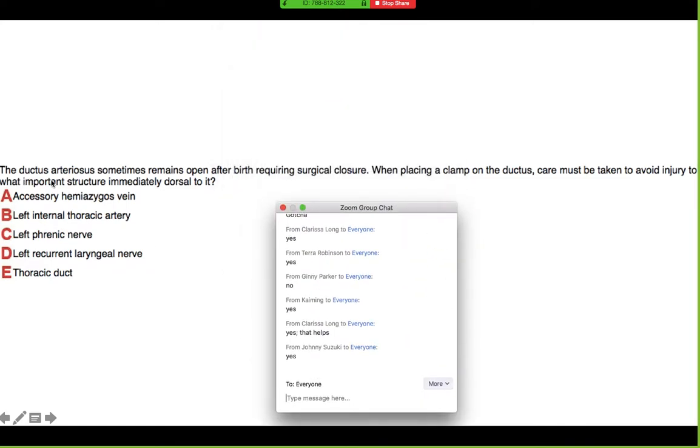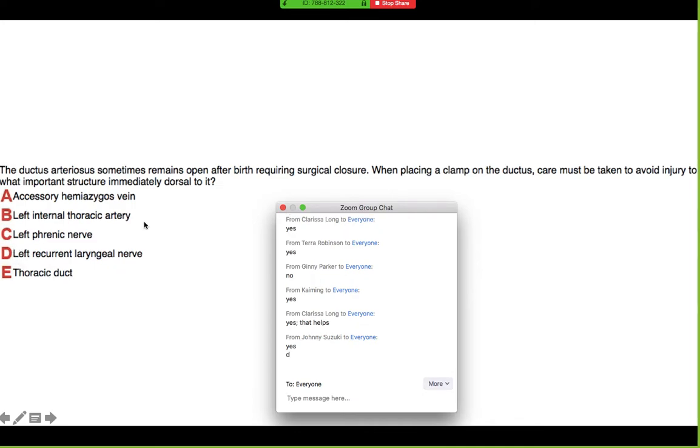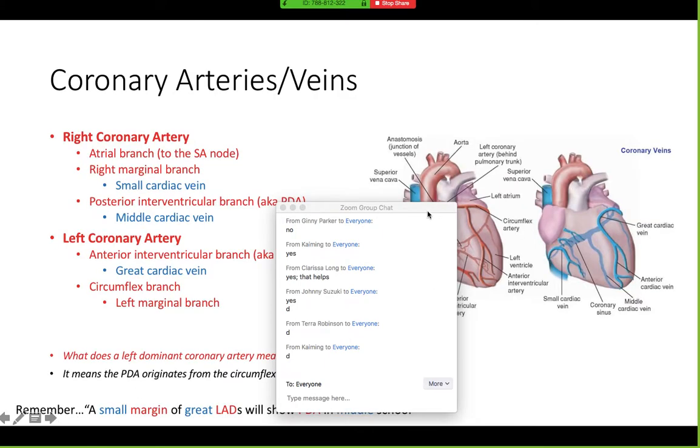All right, so the ductus arteriosus sometimes remains open after birth. When placing a clamp on the ductus, care must be taken to avoid injury to what important structure immediately dorsal to it? So I'm hammering this point in. I know you guys are going to get this right on the exam. D, right? So what does the ductus arteriosus become? The ligamentum arteriosum. All right, so we got that one.